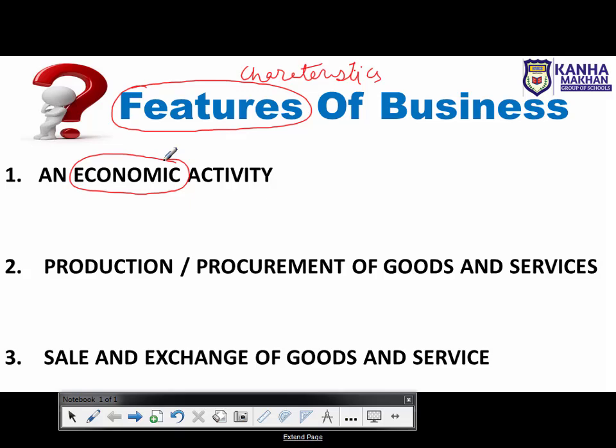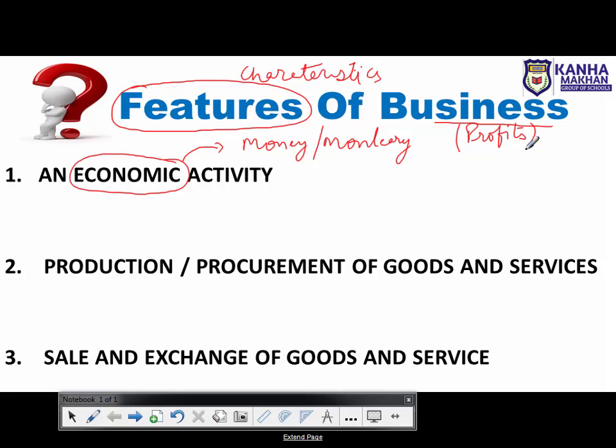We have discussed this many times. Economic activity means those activities which have a direct concern with money or monetary terms. Obviously business is a part of economic activity, because here the businessman is working to earn maximum profit. That is why business is an economic activity.